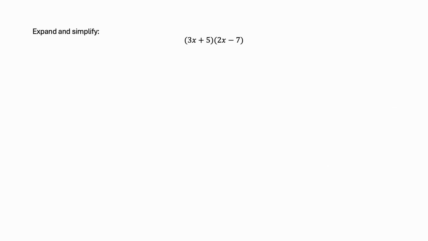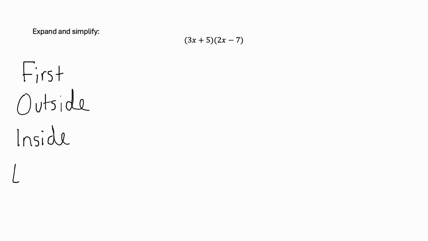For this one here, we're going to use the FOIL method. FOIL stands for first, outside, inside, last. The first one we do is the first terms in the brackets, which are going to be 3x and 2x.